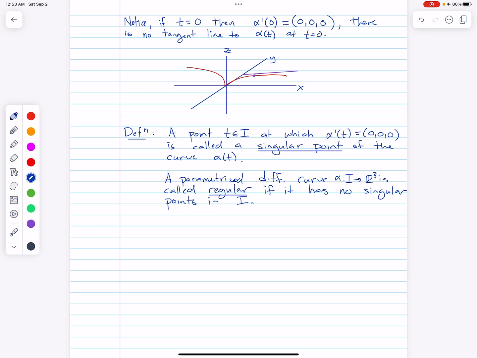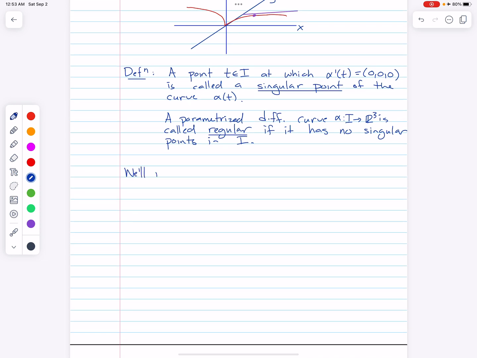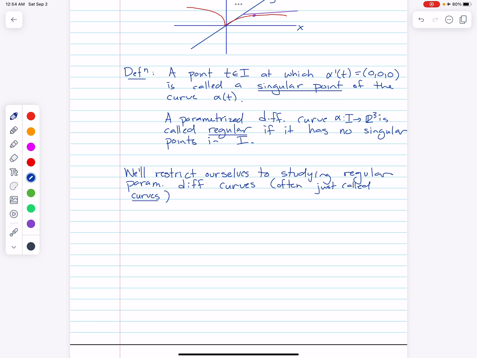Okay. Now singular points can be interesting, especially when you're talking about surfaces and stuff, and they're worth studying. But for the stuff that we'll be doing, we really will need to restrict ourselves to regular curves. And so we'll restrict ourselves to studying regular parameterized differentiable curves. Okay, but we'll often just call them curves. We don't like all those adjectives there. It just makes it too hard to say. So when I say a curve, unless I specify, we're going to be talking about a regular parameterized differentiable curve. Okay.